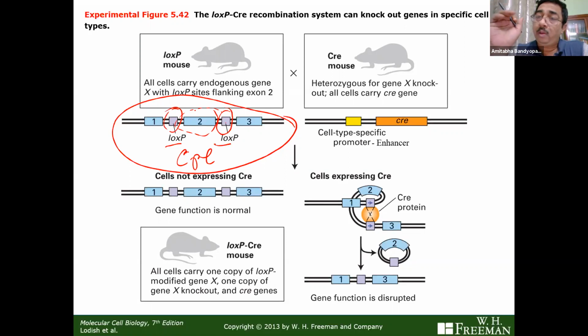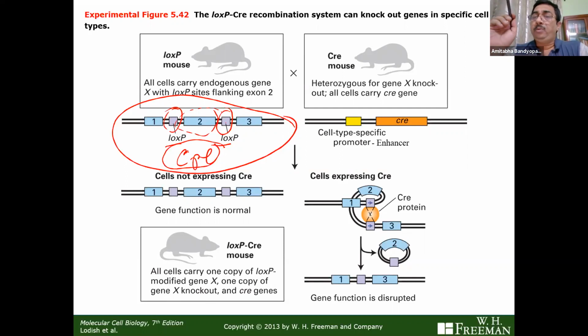So now the gene will not have one critical exon. So that is how it is a conditional knockout. The condition is the presence of Cre in the cell. So that's where the utility of the second mouse line comes in. The second mouse line is called the Cre line, or the Cre mouse.